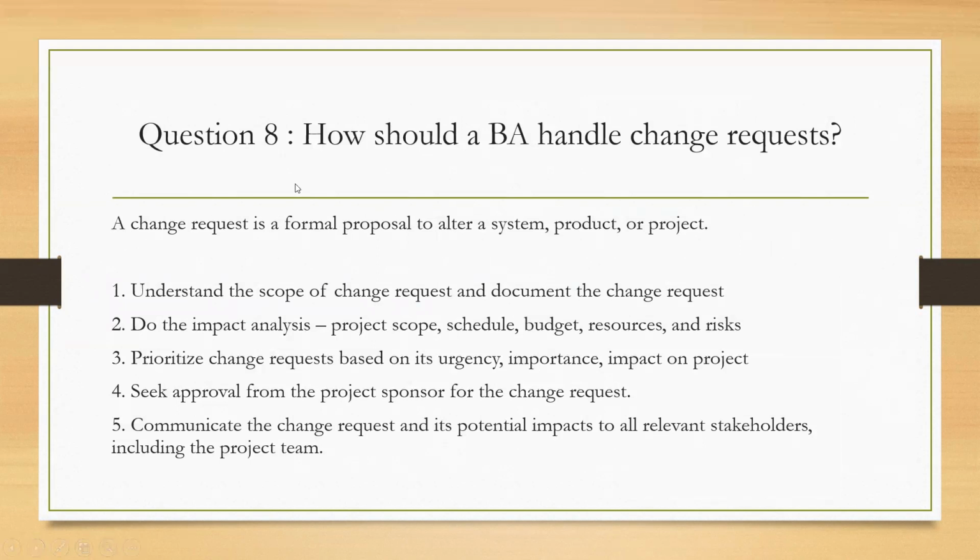Then the next question is, how should a BA handle a change request? So what is a change request? A change request is a formal proposal to alter a system, product, or a project. Suppose we have gathered all the requirements for a project, but in the meanwhile, there may be a request to change what you have already given. So in order to do some modification regarding some requirement, or to alter a system, there will be some requests in between while working on your project. There might be change requests which might happen.